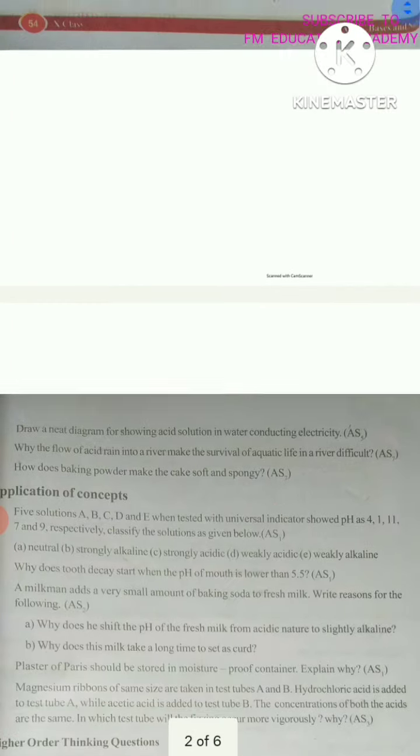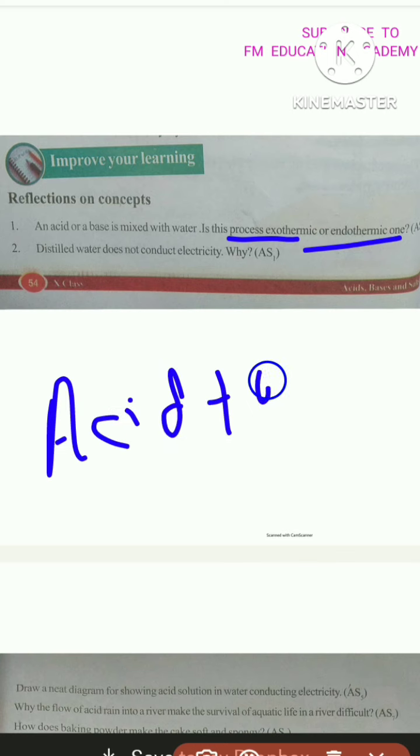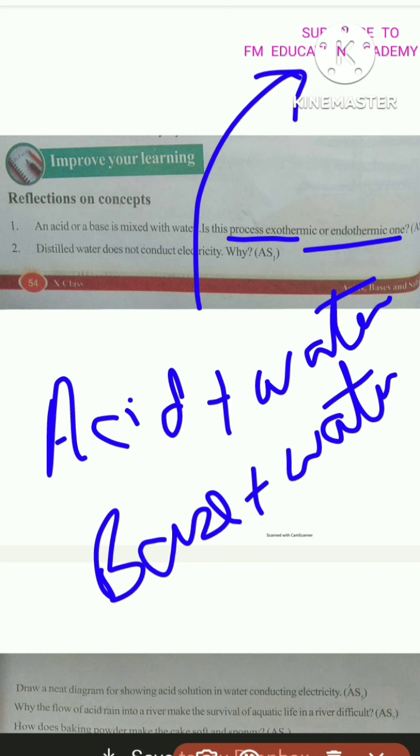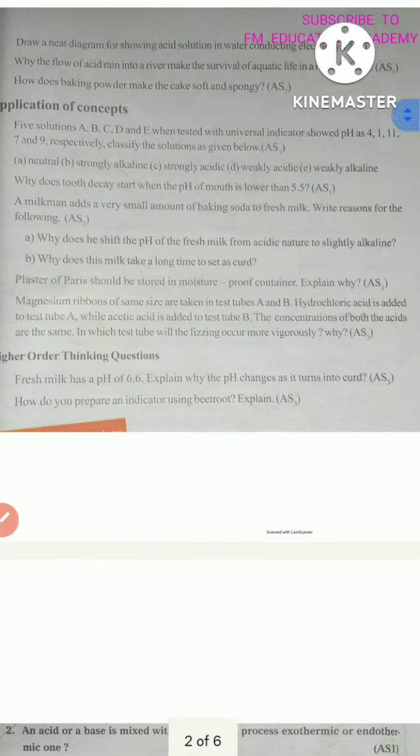First question, as you can see here: when an acid or a base is mixed with water, is this process exothermic or endothermic? That is, when I add an acid to water or a base to water, will it be exothermic or endothermic? Exothermic means it will release heat, and endothermic means it will absorb heat. Absorbed heat we know is represented by minus Q, and released heat is represented by plus Q. So let us see the answer for it.